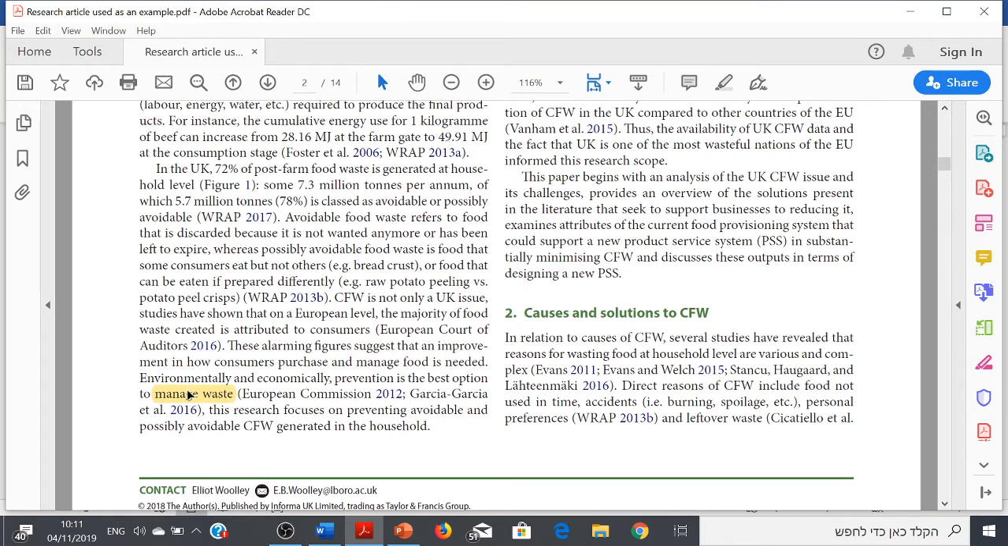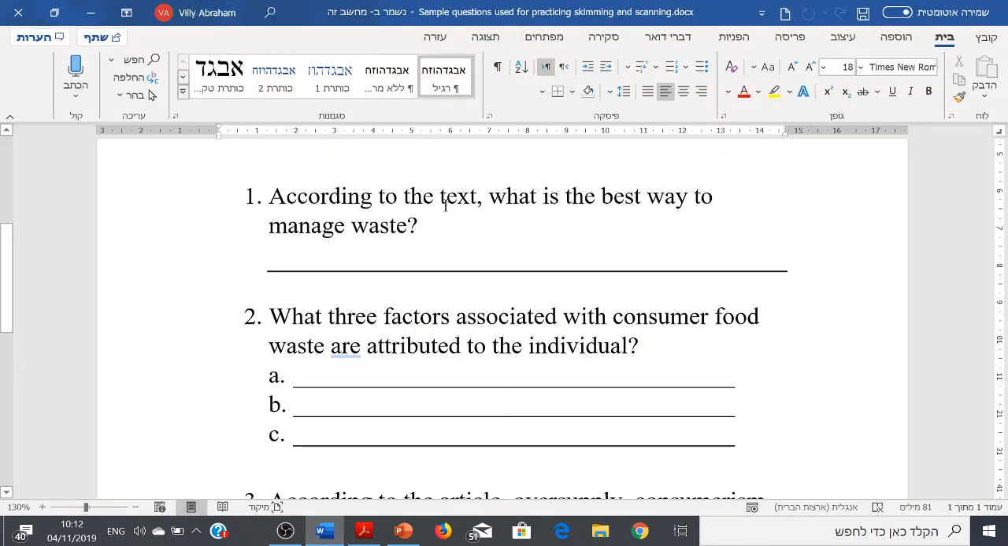So from skimming, I move to scanning, which means reading carefully. So I would not continue reading just from where the keywords start, but I would read the whole sentence. Okay, so let's do it. Environmentally and economically, prevention is the best option to manage waste. Okay, so here you go. So it looks like we found the answer. According to the text, what is the best way to manage waste? Well, it's prevention. So I'm going to write it down.